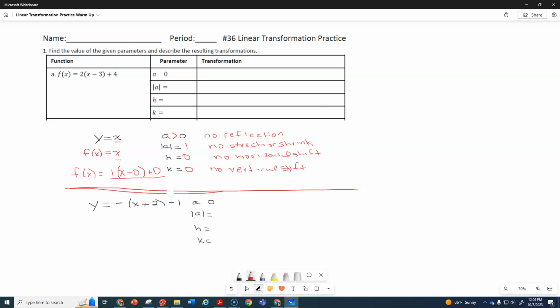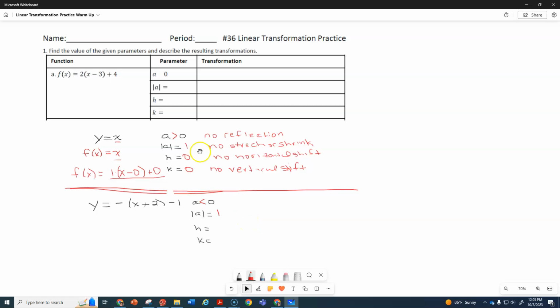So this one is saying, okay, is the a positive or negative? We see right here, this negative sign right here is telling me that my a is negative. So that means I'm going to put the less than symbol, because when a is negative, a is less than 0. Now this is saying ignore the sign. Don't tell me if it's positive or negative. Just give me the value of a. The value of a right here is 1.